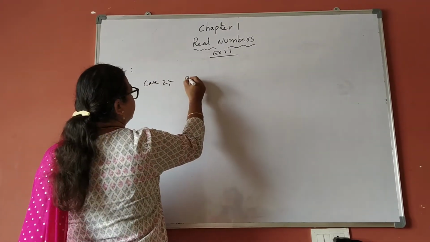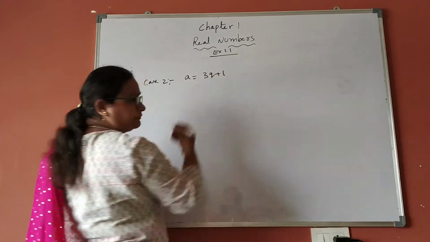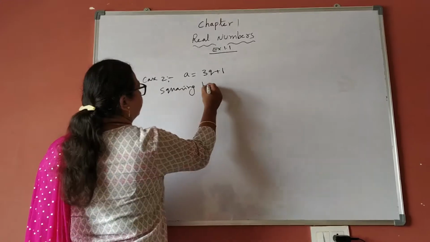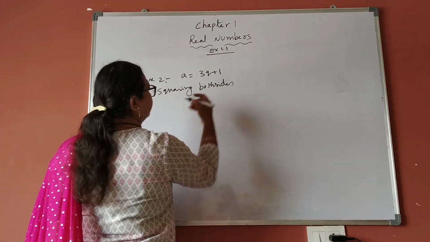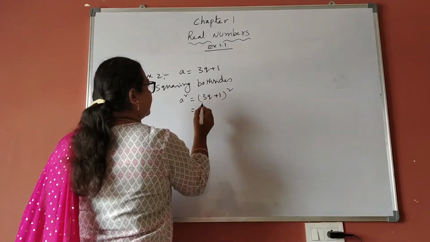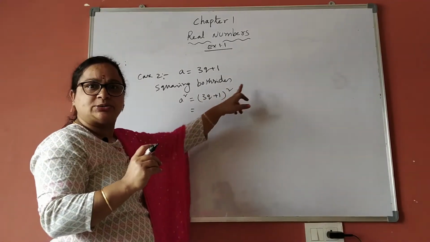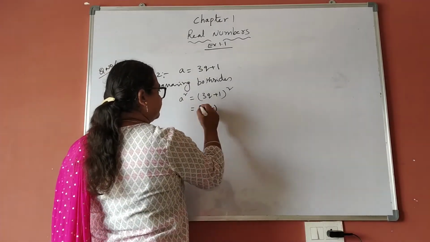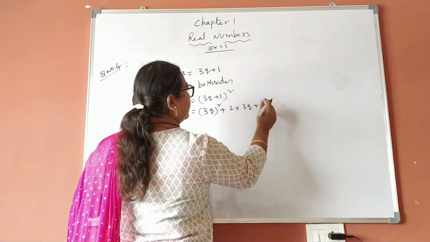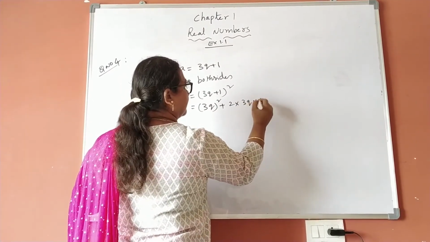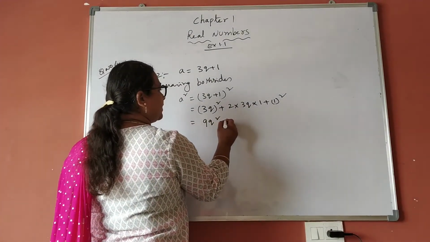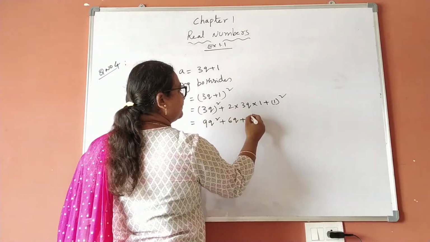In case 2, a is equal to 3q plus 1. Squaring both sides, a square is equal to 3q plus 1 whole square. It is in the form of a plus b whole square: a square plus 2 into a into b plus b square. That is equal to 9q square plus 6q plus 1.